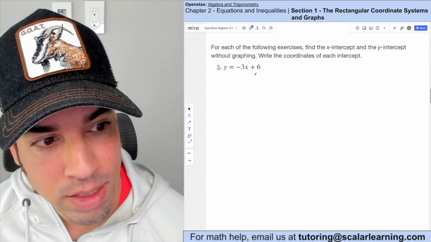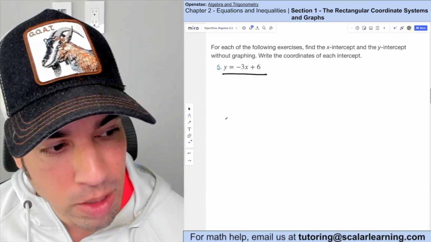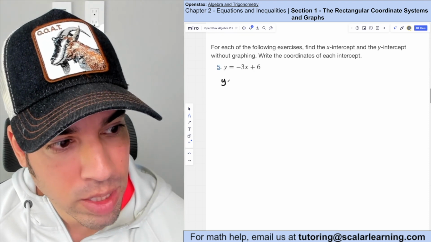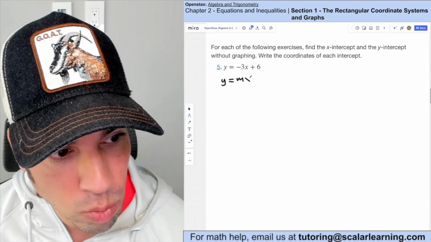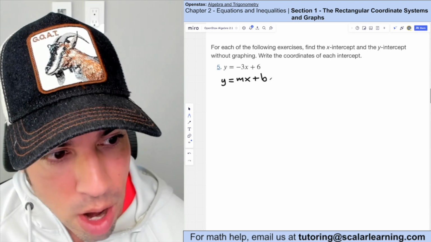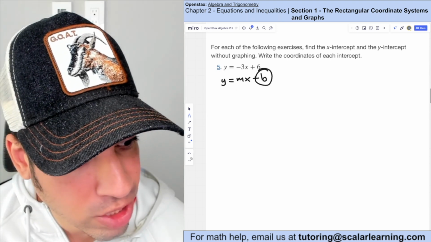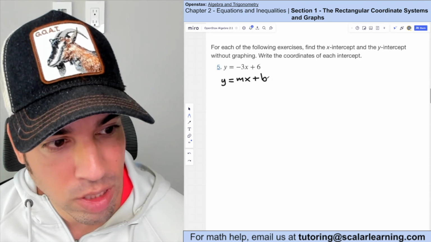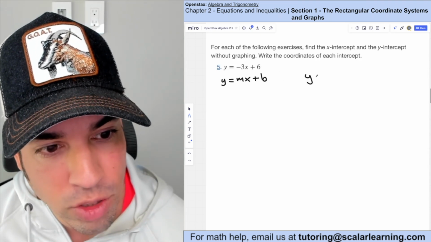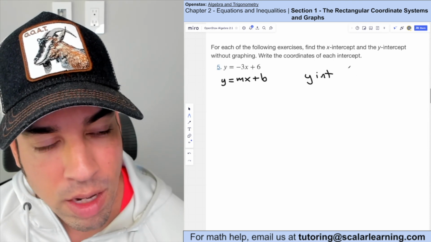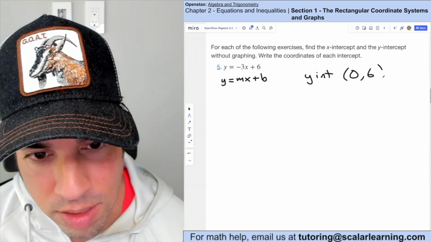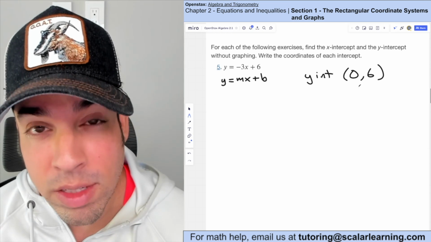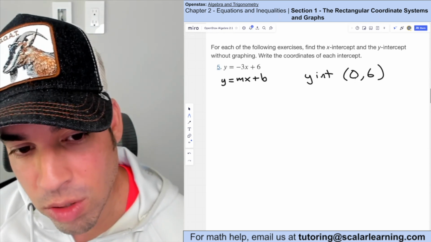So for number 5, we're supposed to find the x-intercept and the y-intercept without graphing. The nice thing about this being in slope-intercept form, which it is, is that we can easily see the y-intercept in the equation. So the y-intercept is the b value, which in this case is 6. And I want it in the coordinate of the intercept. So the y-intercept would be written as (0, 6), because the y-intercept is always going to have an x value of 0. That's how we know it's on the y-axis.